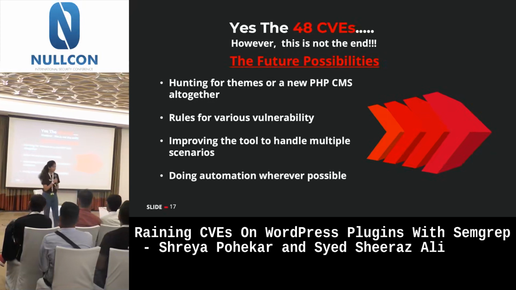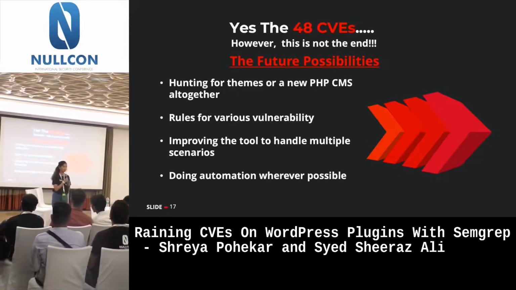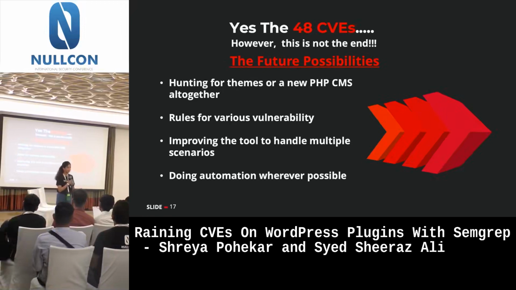Okay, so like we said, there were 80,000 plugins present and the first focus was to work on WordPress plugins, but we had future possibilities around moving towards WordPress themes or other PHP CMS, or maybe trying out something with a completely new language that Semgrep supports.